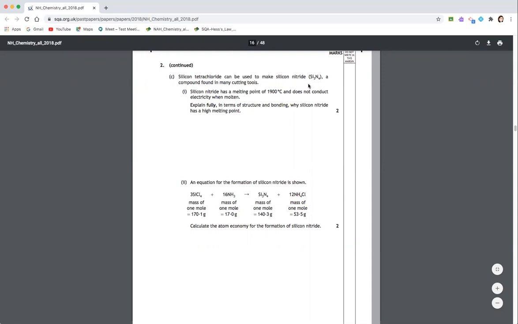So because silicon nitride exists as a covalent network, it has a very high melting point because you have to break strong covalent bonds when it melts. In a covalent network, you have to break the covalent bonds to melt or boil it because there are no van der Waals forces. Whereas in a covalent molecule, you're breaking van der Waals forces, which are weaker than covalent bonds, so usually the melting point's a bit lower.